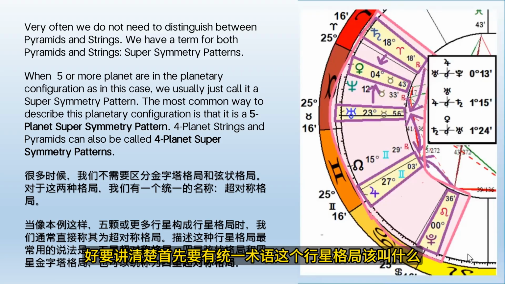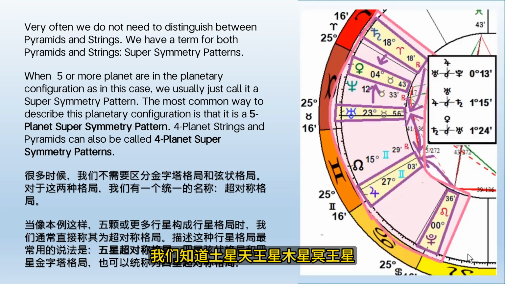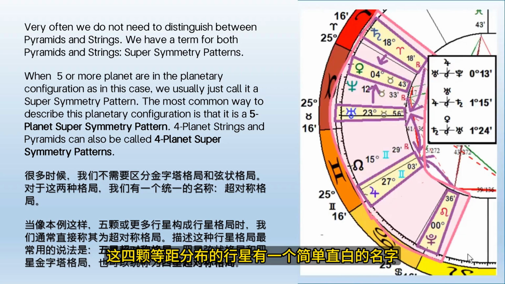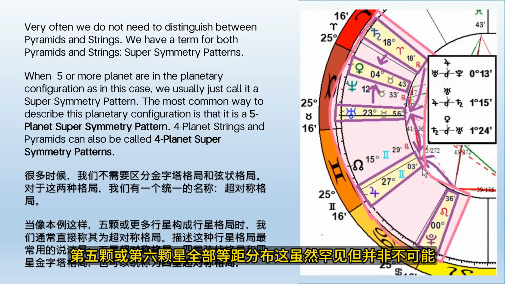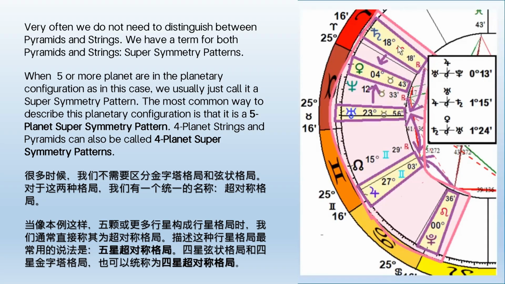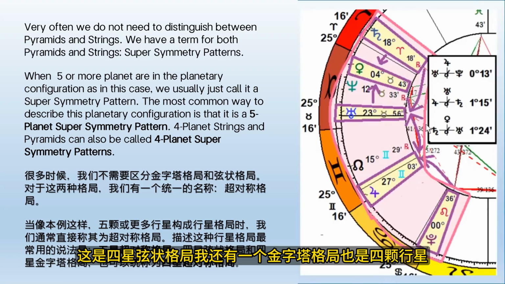Okay, and what's going to make it clearer, number 1, is to have a term. What are we going to call this planetary configuration? We know that Saturn, Uranus, Jupiter, and Pluto, those equally spread planets, we have a nice straightforward name for it. It's a string. It's a 4-planet string, because you can imagine I could have a 5th planet or a 6th planet all equally spread. That would be unusual, but it's possible. So this is a string of 4 planets. I also have a pyramid. A pyramid is 4 planets also.